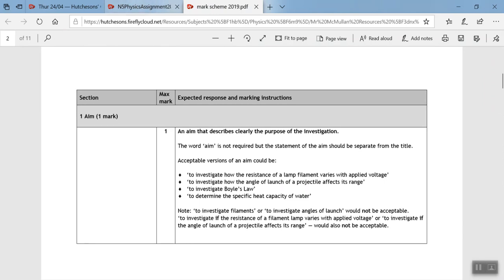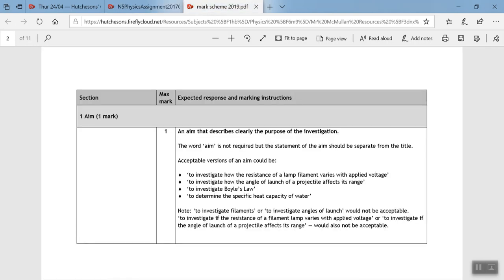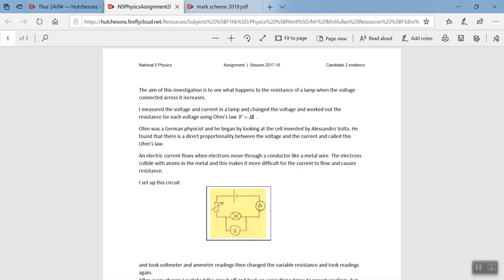So this project, the aim is to investigate what happens to the resistance of a lamp when the voltage connected across it increases. So in their aim, they've stated what they want to investigate. The aim is worth 1 mark. I would say there that they've clearly let the marker know what they're setting out to do. I would give them 1. It doesn't have to be complicated, it just has to be a straightforward, brief example of what you're going to investigate.